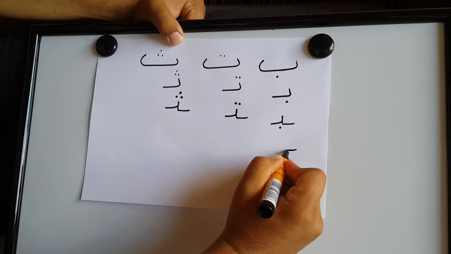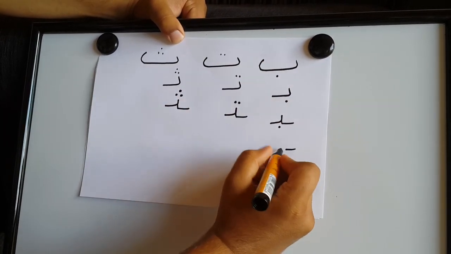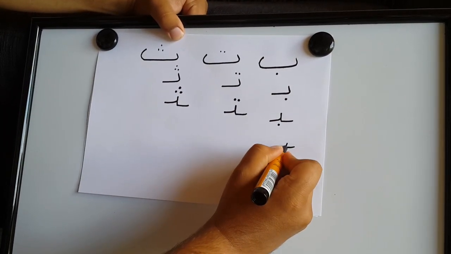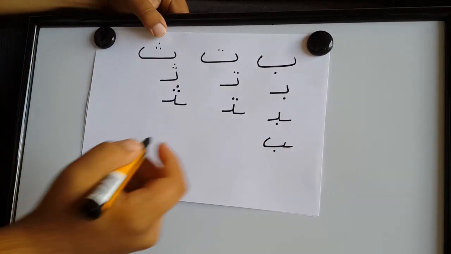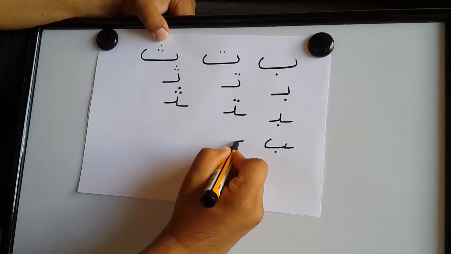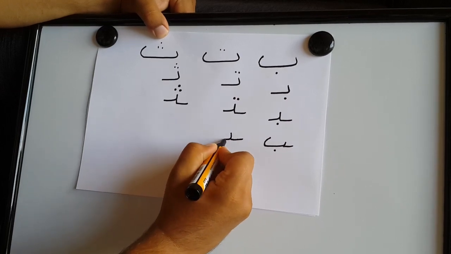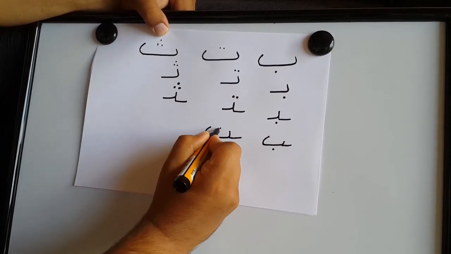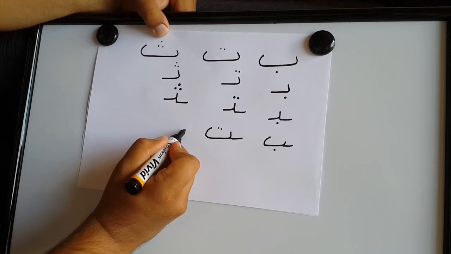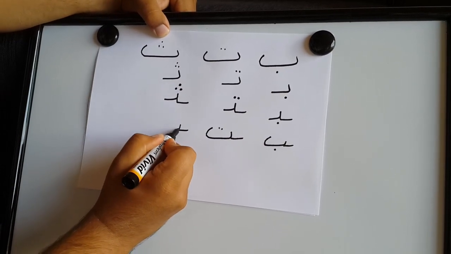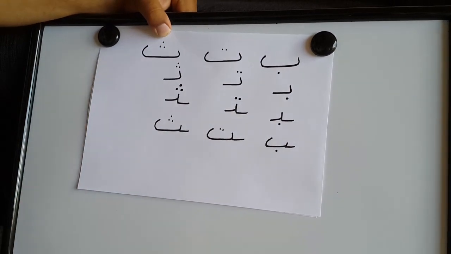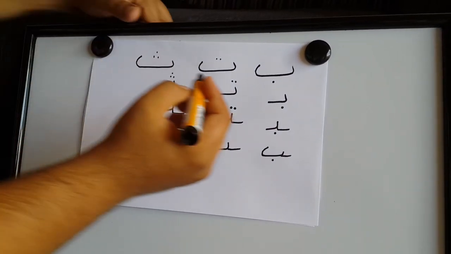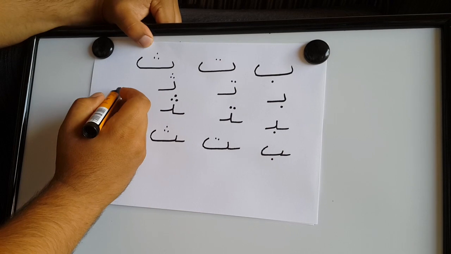The final position, starting with a small line here, and then we write the initial Ba. Ba. For Ta, same. And for Tha, same. 1, 2, 3.